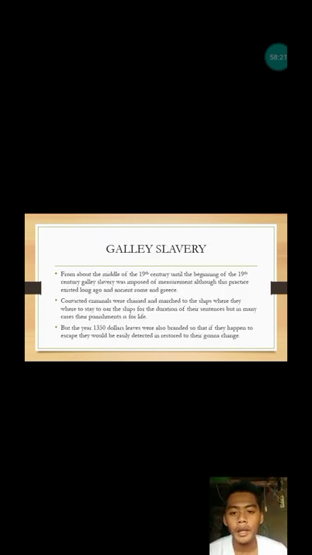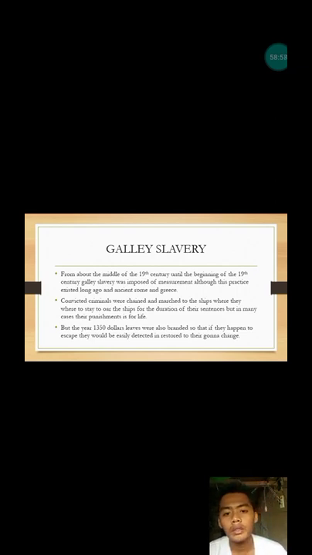Galley slavery. From about the middle of the 14th century, galley slavery was imposed as punishment, although this practice existed long ago in ancient Rome and Greece. Convicted criminals were chained and marched to the ships, where they stayed for the duration of their sentence, but in many cases their punishment was for life. By the year 1350, thieves were also branded so that if they happened to escape, they would be easily detected.